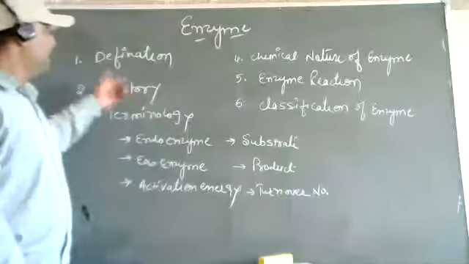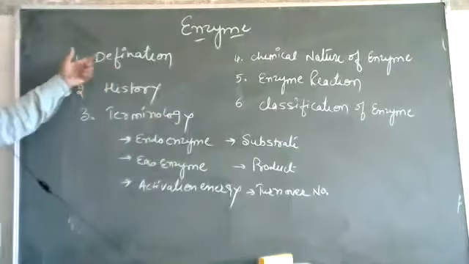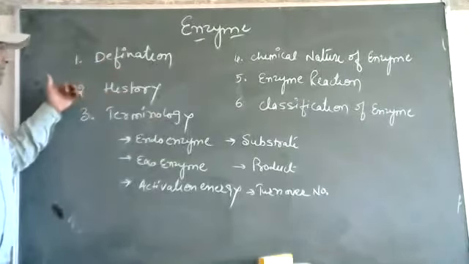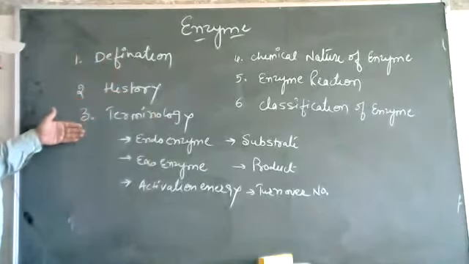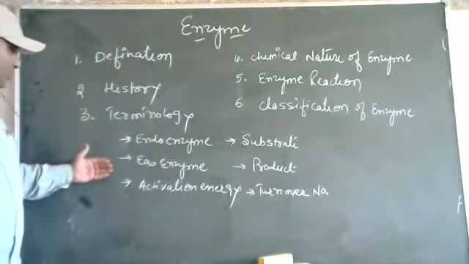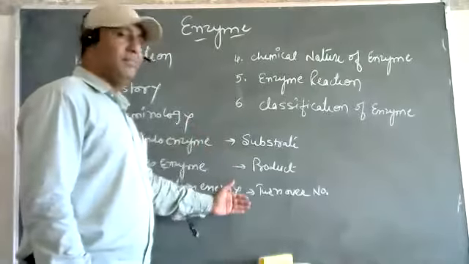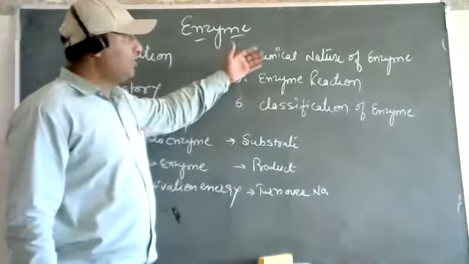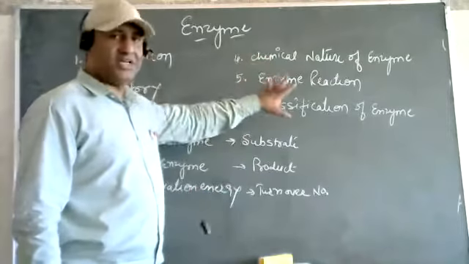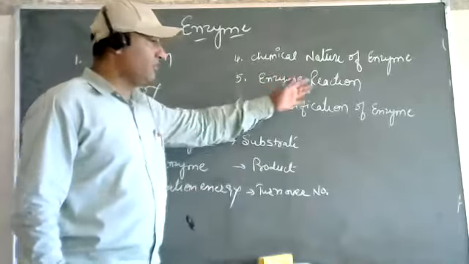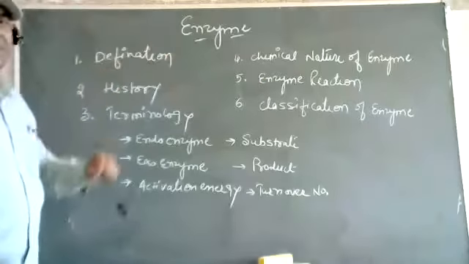So again, repeat these topics which are related to the enzyme. First is the definition of enzyme. Second, history of the enzyme. Third, terminology, in which endoenzyme, exoenzyme, activation energy, substrate, product, and all. After that, the chemical nature of enzyme. Then enzyme reaction. And after that, classification of enzyme. So first, we take the definition of enzyme.